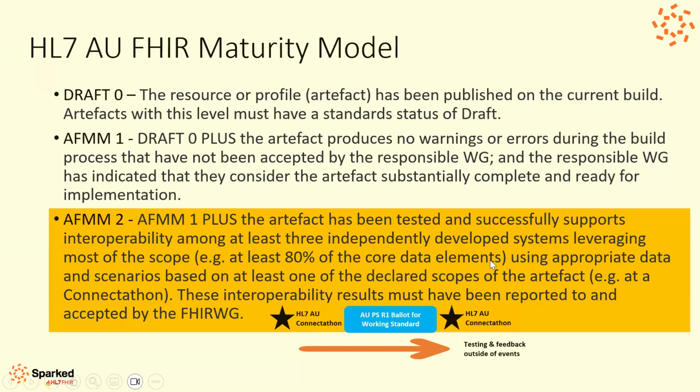So that's 80% of those core data elements using appropriate data scenarios. We've got a few of those on the declared scopes, and we're going to go through and look at this through a few things. One of those will be connathons, any testing and feedback that happens outside of the events, and the ballot for working standard itself. We may have evidence for some of these profiles prior to going to ballot for working standard to say, well, we think these already meet the criteria.